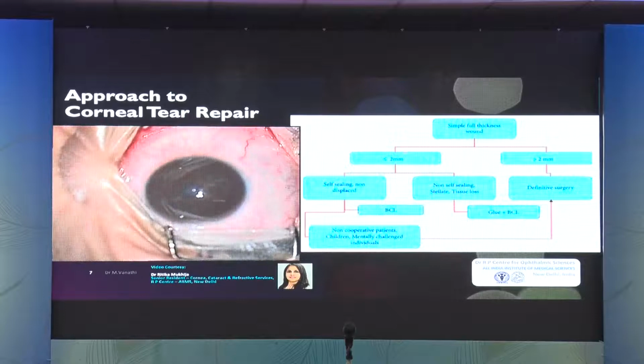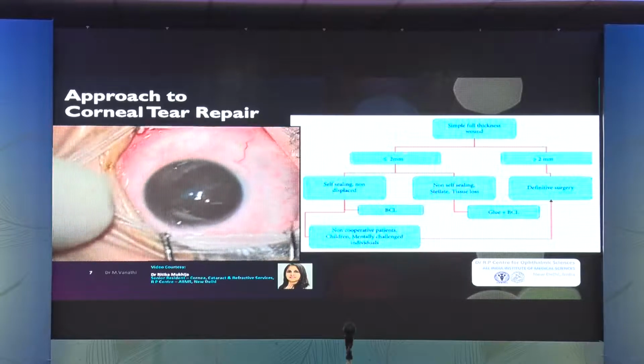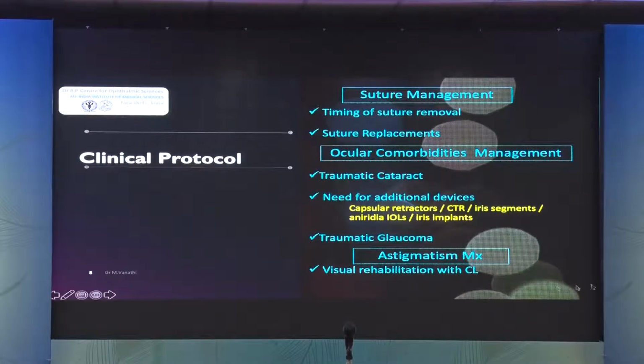I'll just move on to the next one. Most of the protocols I think we all know here. So the important things you would pay attention to is your suture management in the intraoperative phase. You would look at the associated ocular comorbidities which need to be managed either in the primary stage itself or which can be managed subsequently.